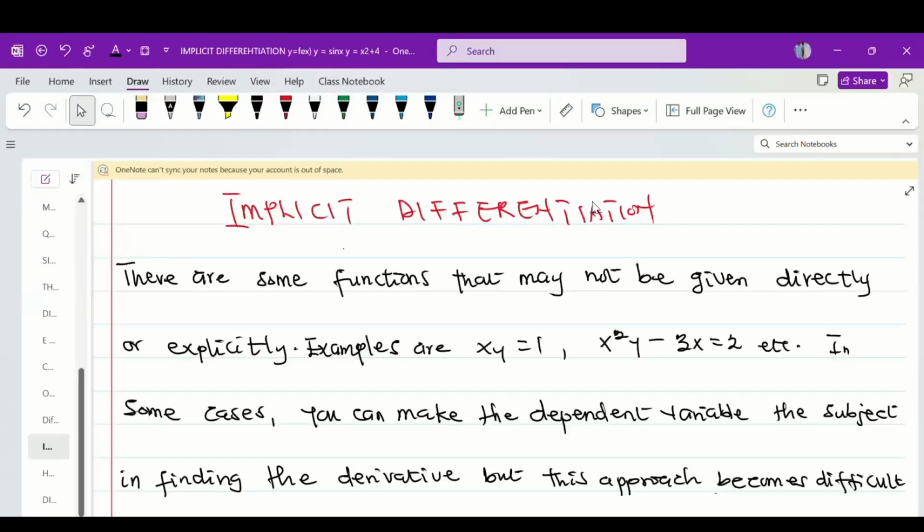Hello, welcome. So today you're going to look at implicit differentiation. Okay, so let's dive in. Here we are saying that there are some functions that may not be given directly or explicitly.